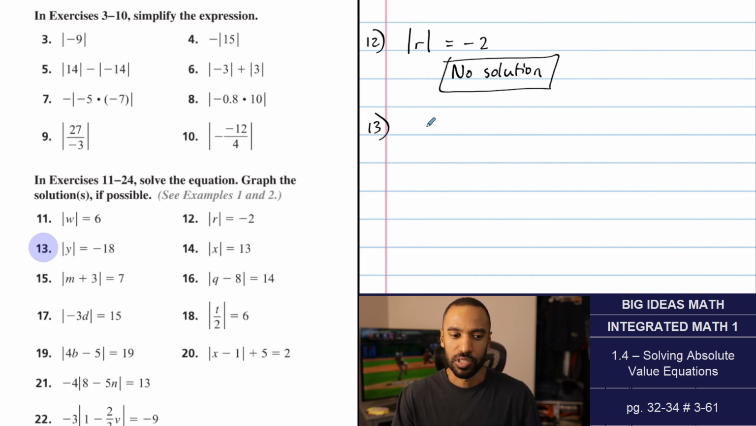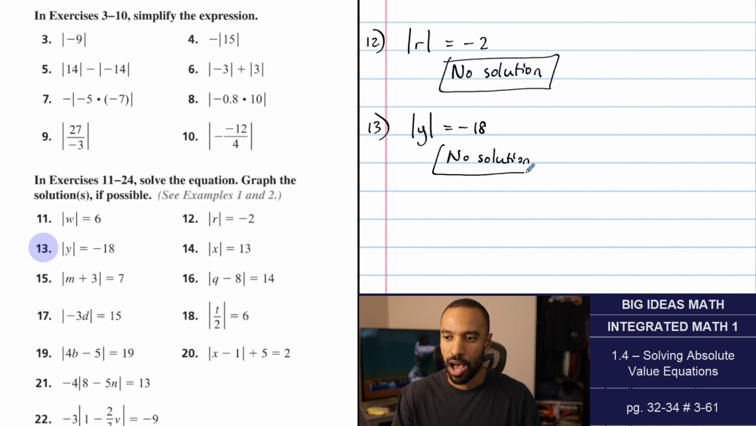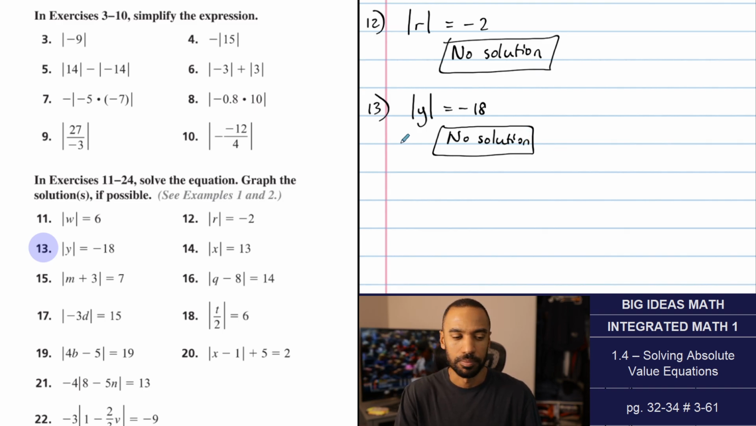Number 13, more of the same. Absolute value of y equals negative 18. Once again, this is a no solution case. We can't take the absolute value of a variable or of a number and get a negative as a result. So we'll leave it. Number 14, absolute value of x equals 13.